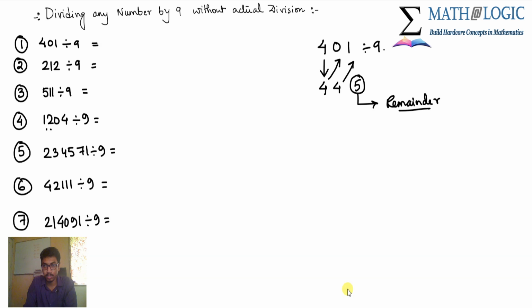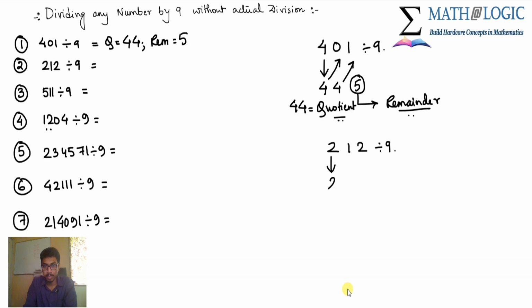And the first two digits, this 44, is the quotient. Clear? So that means in this case the quotient is 44 and the remainder is 5. Clear? Now for the second number, this is 2, 1, 2 divided by 9.